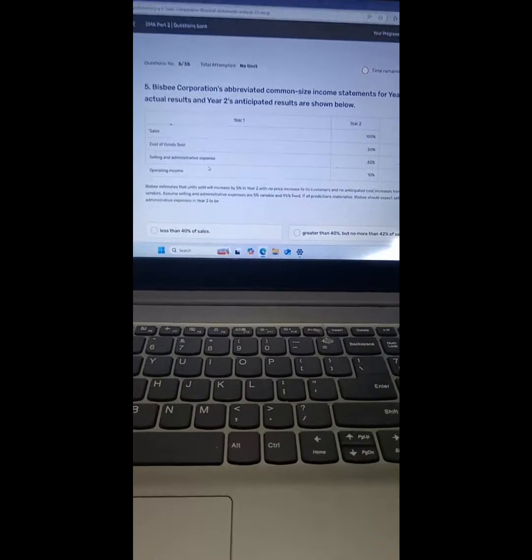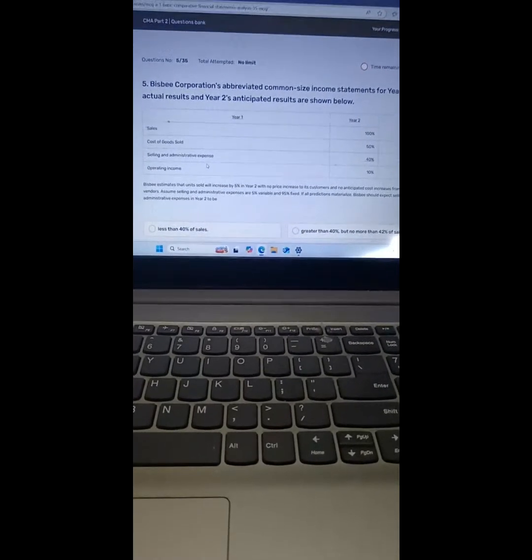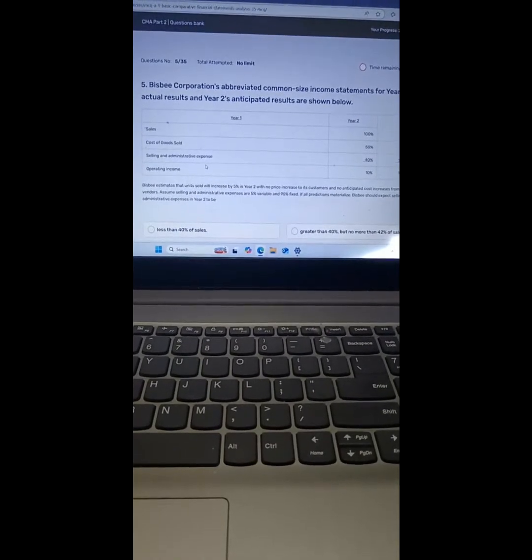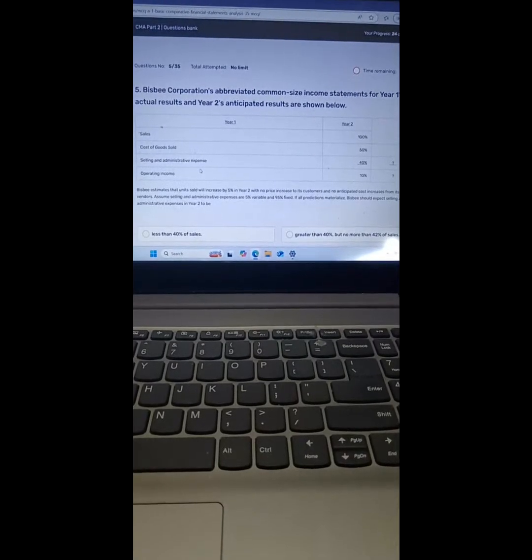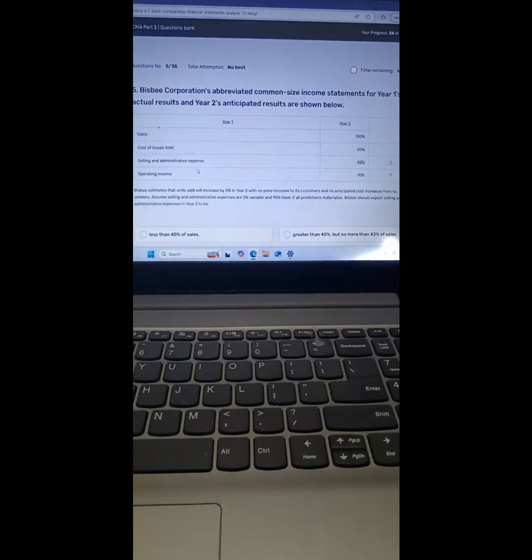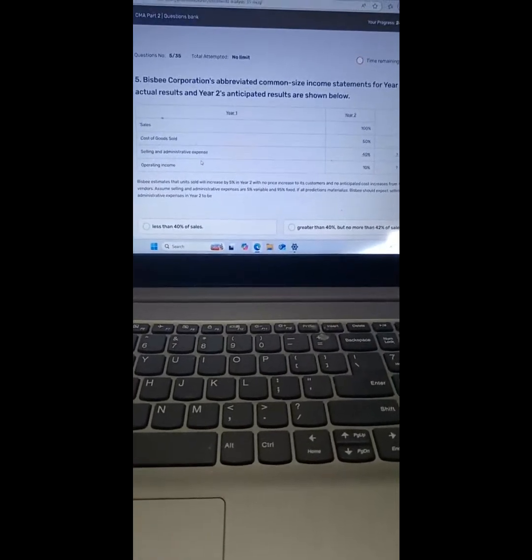And let's move to another question. This is the next question, and this is common size. The income statement for year 1 and year 2 has been given, and this is washer sales, with second year sales given.